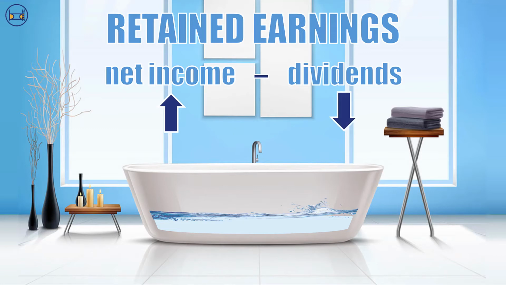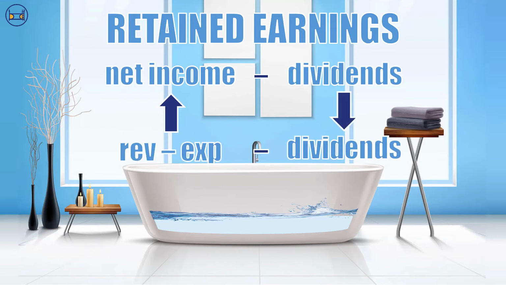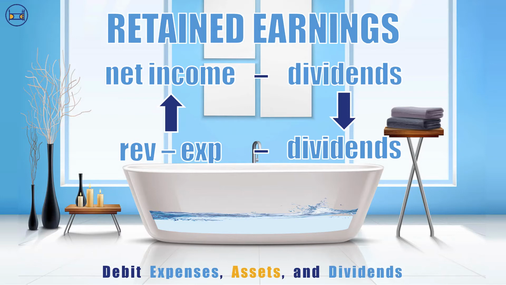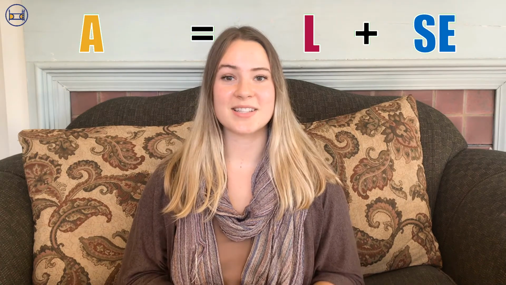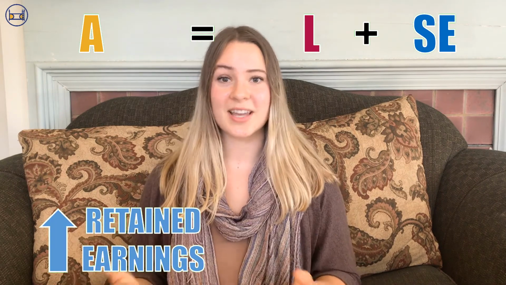And recall that net income is simply our revenues minus our expenses. This helps to explain the DEAD rule, that tells us we should debit increases to our assets, expenses, and dividends. Expenses and dividends are part of shareholders' equity, but they reduce the balance in retained earnings. And so we debit these accounts instead of crediting them as we do with increases to other accounts in shareholders' equity. To learn about the DEAD rule, or for a refresher, please check out our videos on the accounting equation linked in the description.